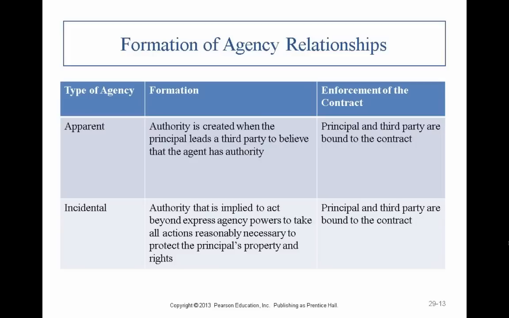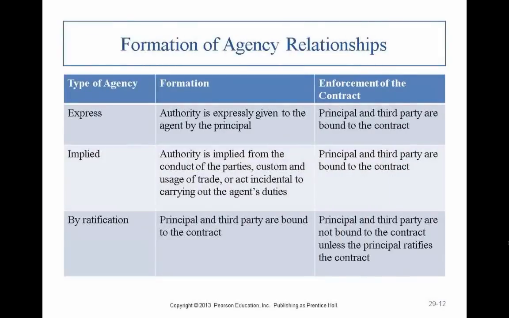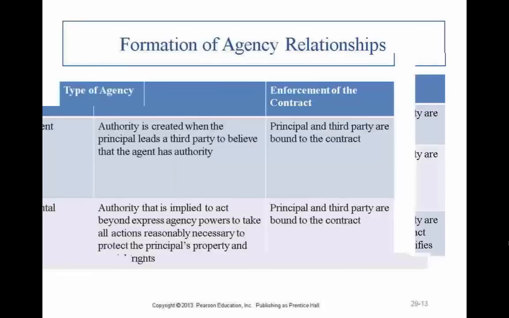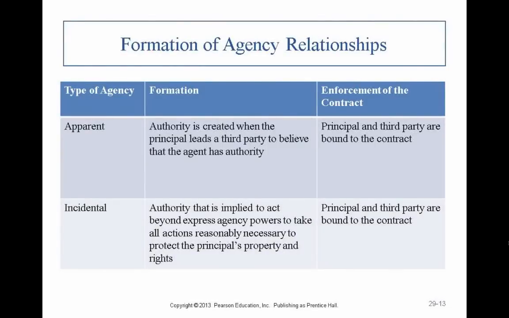In that case, a principal creating that illusion actually gives a third party the belief, the reasonable understanding, that this person can bind the principal, right? So that's when an apparent agency can happen. It's not often, but it is possible. An incidental agency, right? They start to look alike. Express and implied are the typical ones. Ratification, apparent, and incidental are less typical.